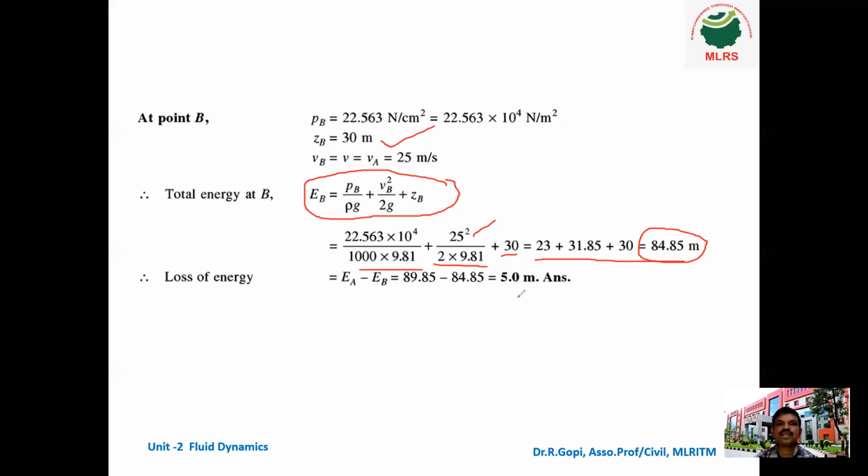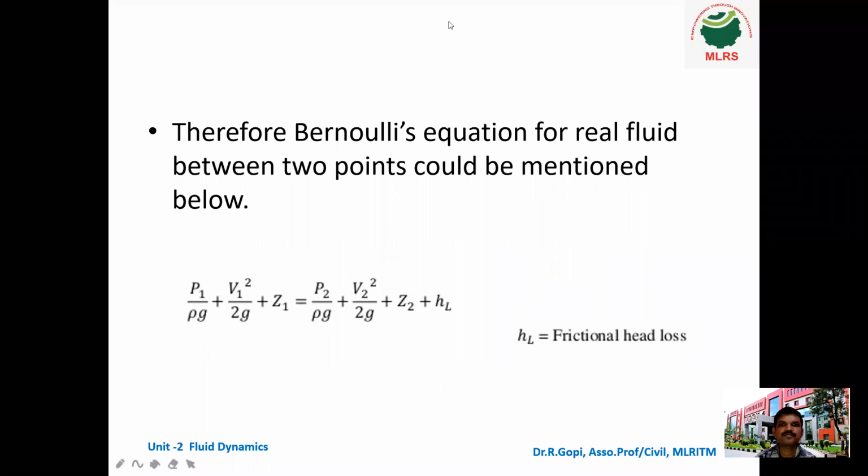So now what is HL? It is the difference between the total head or total energy at point A minus the total head or total energy at point B. So how did this equation come? So now you can see, previously we discussed the equation. Now here you can see, this is for EA, okay, EA equal to, this is for EB.